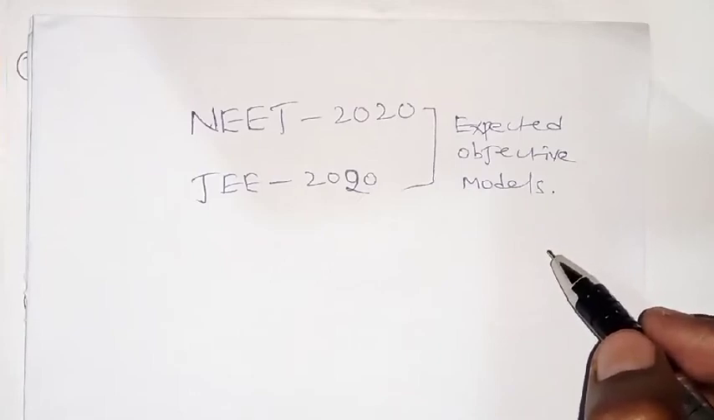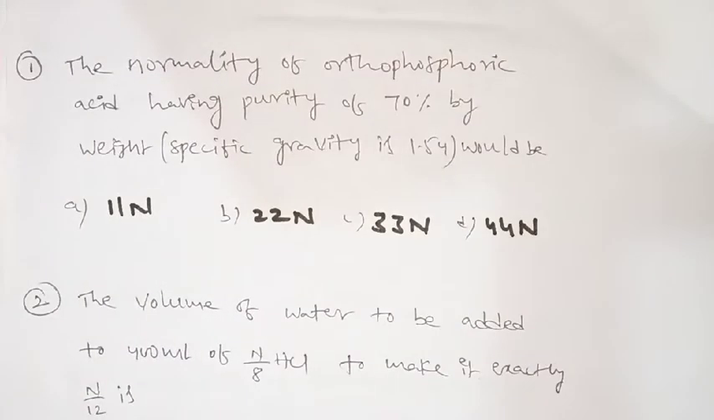In today's lecture, we shall learn about a few more expected models based on molarity and normality. Based on this, we already did some questions, so this is a continuation of that. Look at the first question. The normality of orthophosphoric acid having purity of 70% by weight, specific gravity 1.54, would be. Options given: 11N, 22N, 33N and 44N.